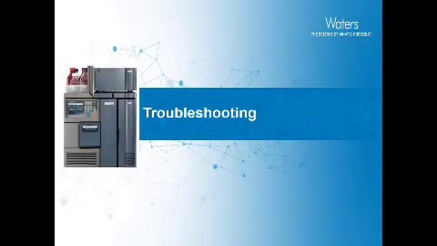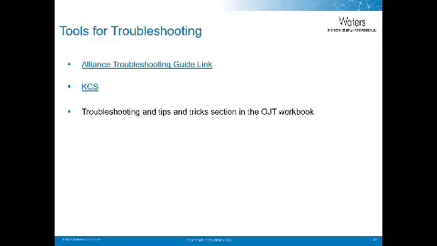Next, we will discuss troubleshooting resources for supporting the Alliance system. Some common tools for troubleshooting include the Alliance Troubleshooting Guide link. This links to the Service Assist page dedicated to troubleshooting. Also, KCS. This is where you can search some articles related to common issues. Also, the Troubleshooting and Tips and Tricks section in the OJT workbook also contains valuable information on troubleshooting.